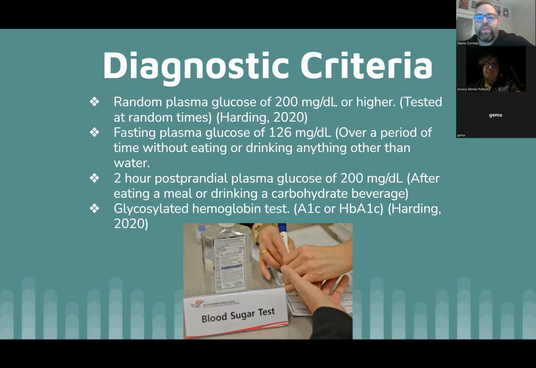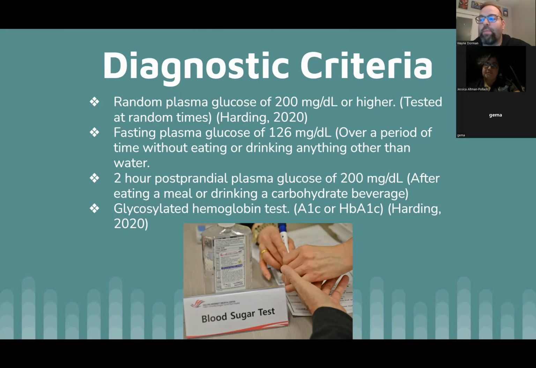So I'm going to cover some of the diagnostic criteria. And I think something very important to note in type 2 diabetes is the diagnosis usually aligns with the signs and symptoms. The classic signs, such as the 3 Ps, polyuria, polydipsia, polyphagia, are very common when they diagnose someone with diabetes mellitus.